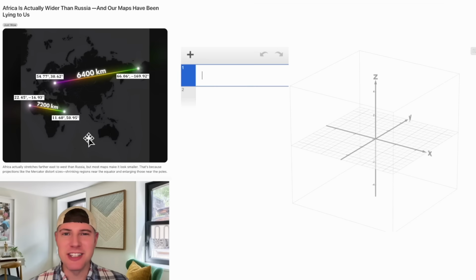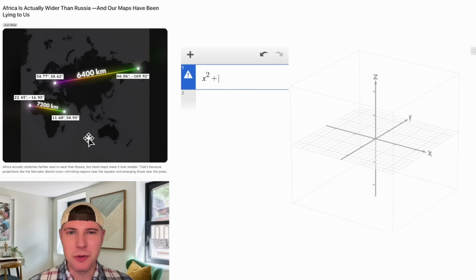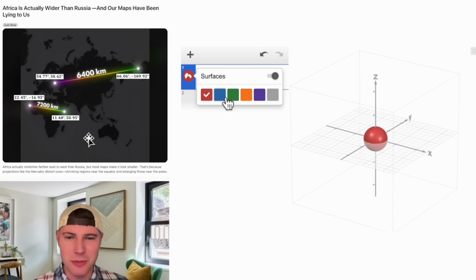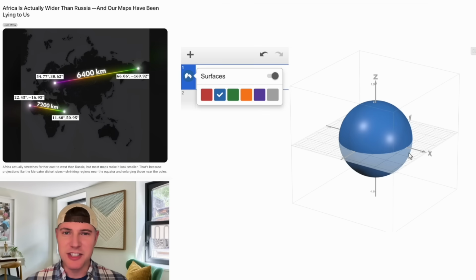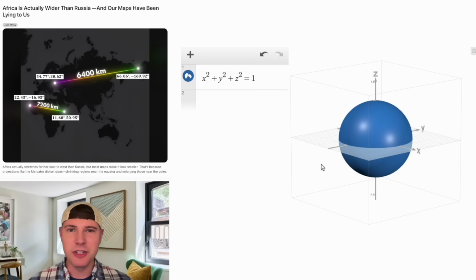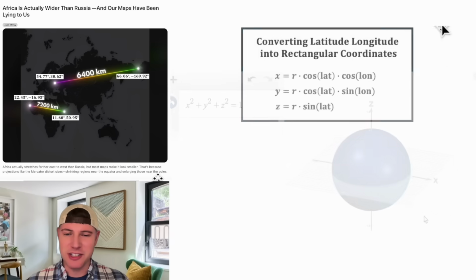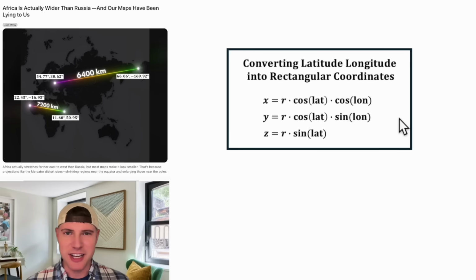Next, I want to try to put these on a globe. Let's go to Desmos and graph a globe. It's going to be x squared plus y squared plus z squared is equal to 1. This is a nice looking globe. Let's plot these points on this globe and see how they look relative to each other. I'm not sure how to plot GPS coordinates on a graph, so let's convert the GPS coordinates into rectangular coordinates.